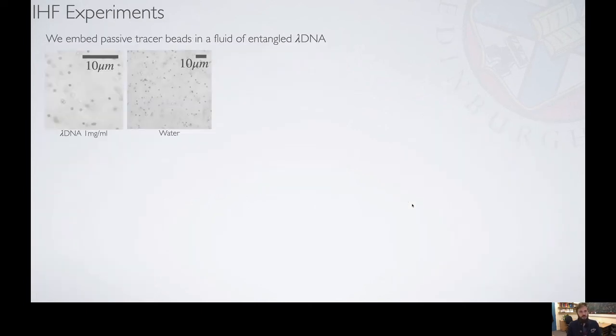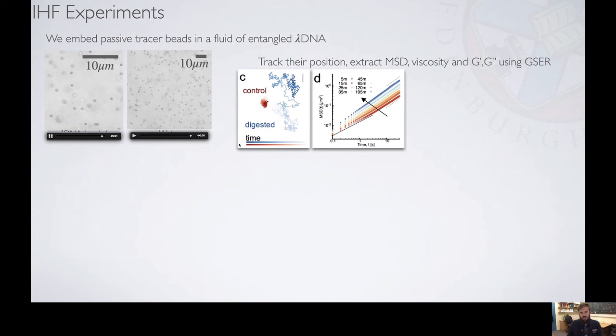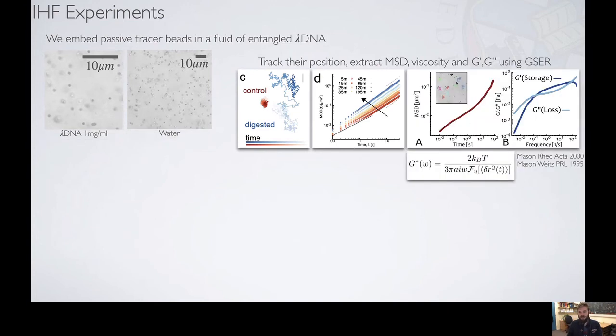In experiments, we do microrheology. We embed passive tracers in a fluid, water in this case, or entangled DNA, just to show you the difference. These are the same passive tracers, 1 micron beads, and here you can see that they move pretty quickly, so they diffuse fast. But here, because they are in a mesh of entangled DNA, they don't move as much. We track the position of these beads and extract the mean square displacement. And using the generalized Stokes-Einstein equation, we can also reconstruct the full viscoelastic spectrum.